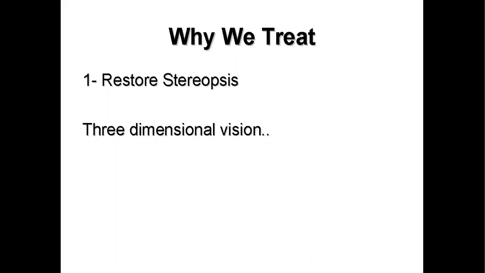The first reason is everybody wants to have binocular vision. Everybody wants to perceive the depth of an object which he sees, and that is only possible when there is binocular vision. And for binocular vision, both eyes must be aligned perfectly, and then only we can get three-dimensional vision or stereopsis or depth perception. So if we want to restore stereopsis, we must treat squint. In situations like sports or surgery, we definitely require good stereopsis.